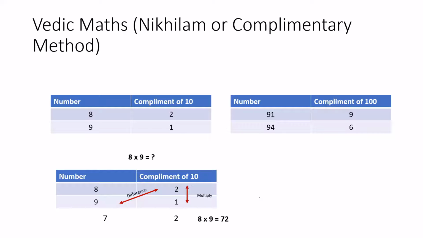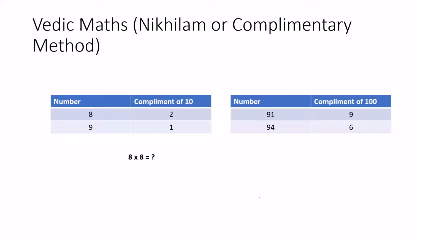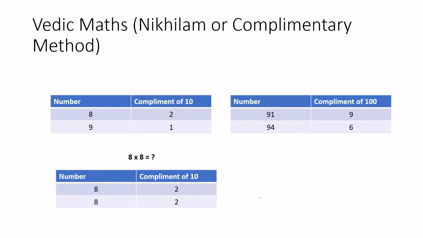Okay, so let's see another example, right? What is 8 into 8? This again is a single digit. 64, right? How do I do it? First, I write the complement. Remember, that is our rule. If you remember the rule, Nikhilam, it says from 10, okay? I'm also not good in Sanskrit. I don't know much Sanskrit, I only know Hindi. So 8, how much does it differ from 10? You have written 2. What you do, you compute the difference. What is the next step? You multiply. 8 into 8 is 64.